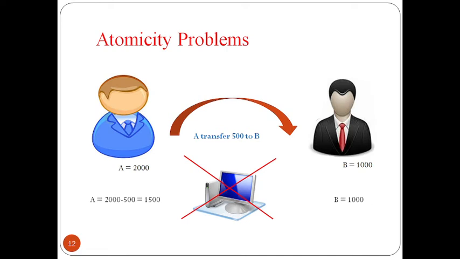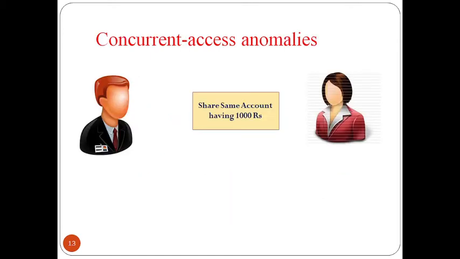There is no transaction. So what happens here? In this case, the database state has changed because the addition of these two is 2500. Before this transaction, the database state was 3000, but after the transaction the state is 2500. So this is the inconsistency in the database state. This problem is called the atomicity problem. Understood? Then another problem arises: concurrent access anomalies.